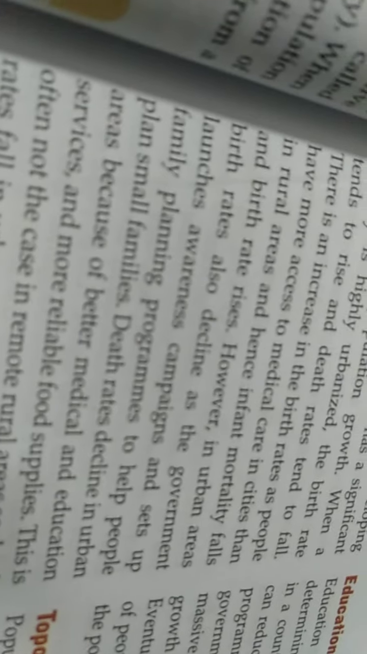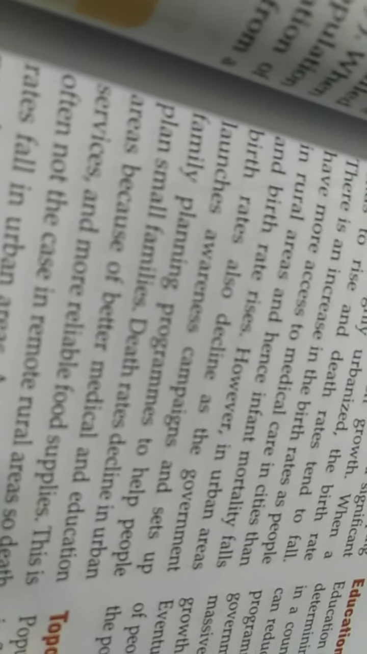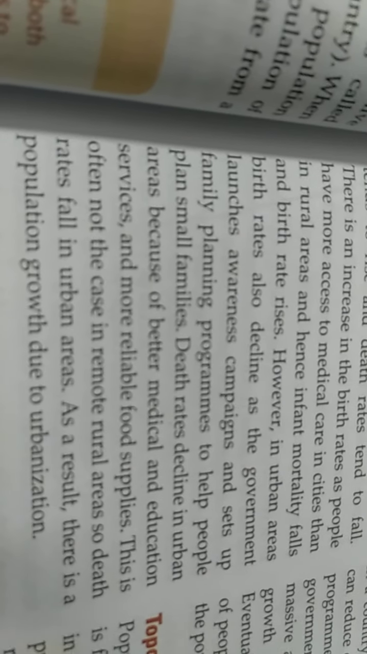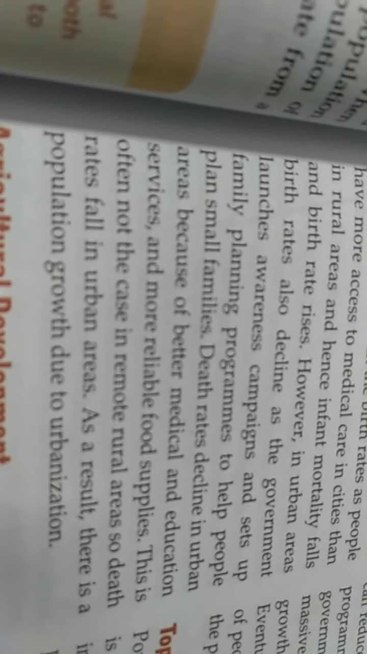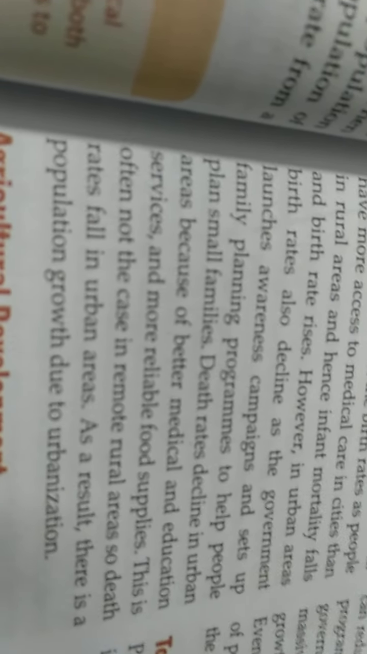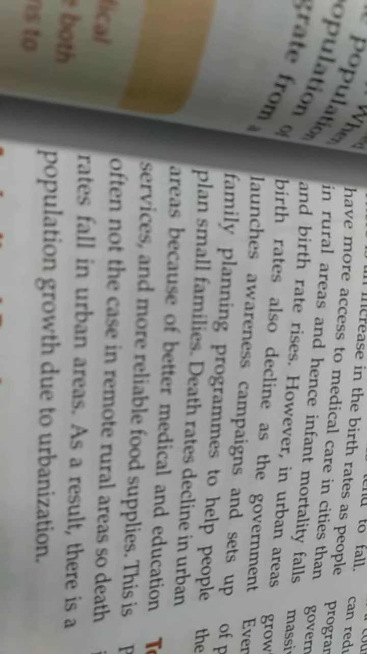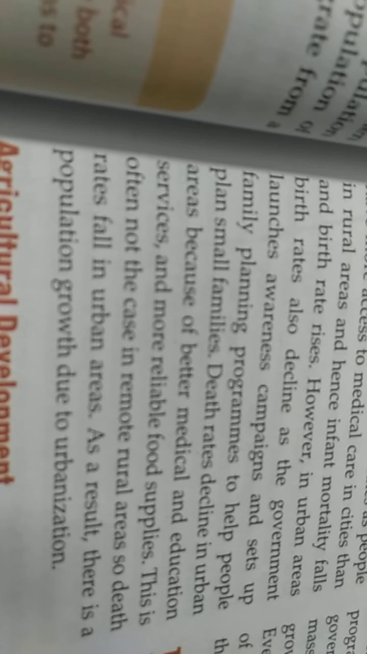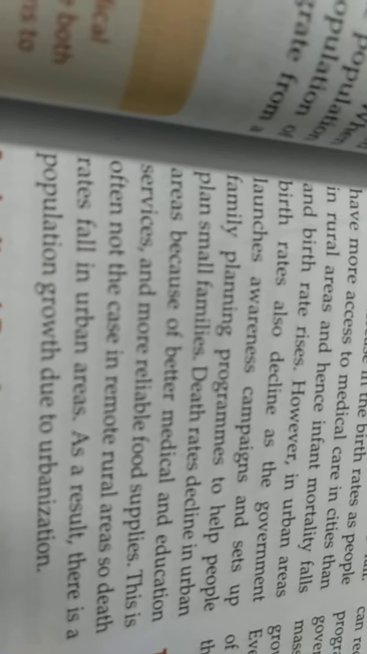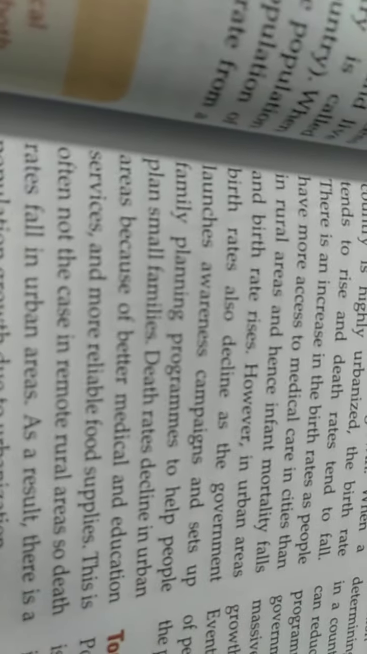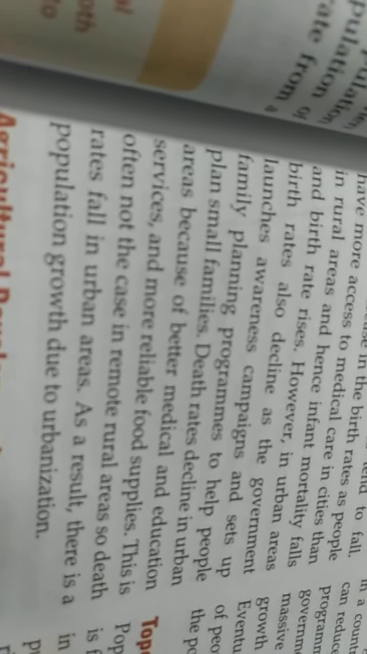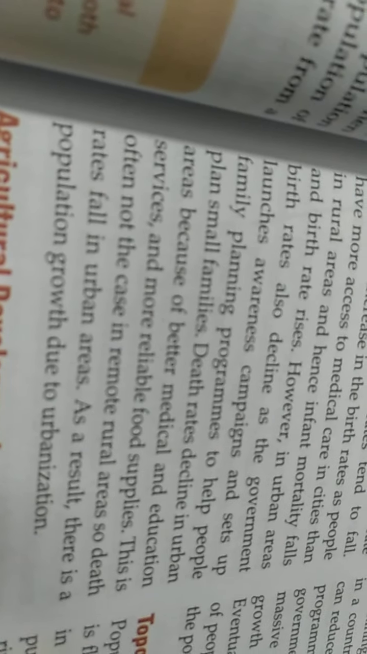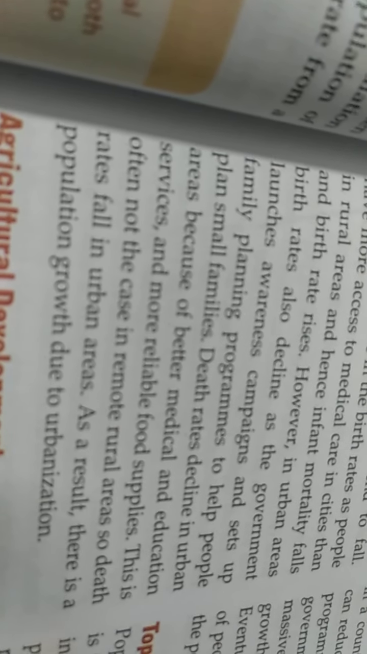Whereas in urban areas, the birth rate declines as the government has launched awareness campaigns for family planning, so that the population does not increase, with a strategy that small families will help in progress. Death rates go down because of better medical and education services and good amounts of reliable food supplies.